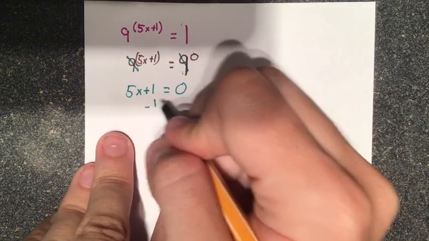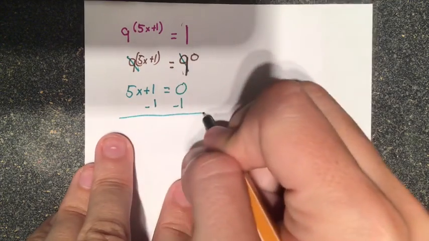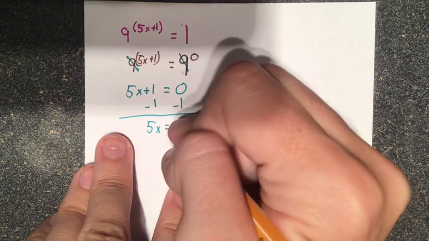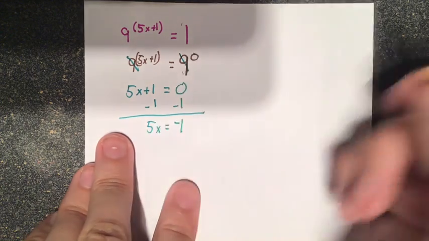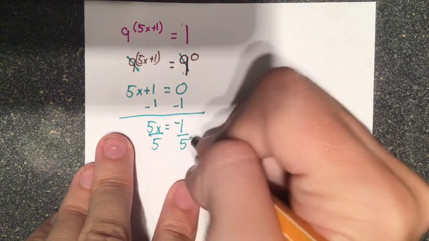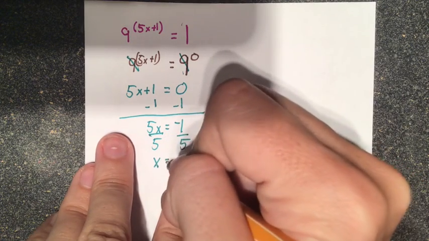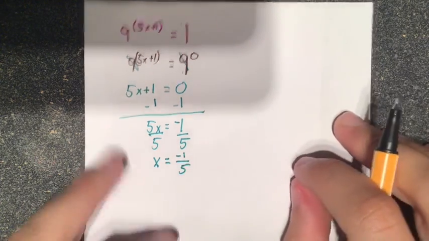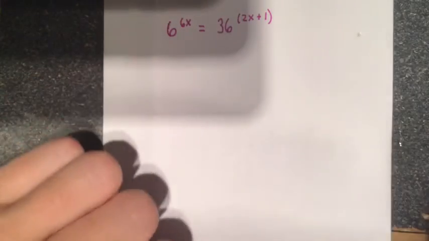Now I need to isolate my x. I have to subtract 1, subtract 1. I'm left with 5x equals negative 1. I have to isolate my x here, so I have to divide by 5, and I'm left with just x is equal to negative 1 over 5. Boom, there we go, number 2. Let's take a look now at number 3.